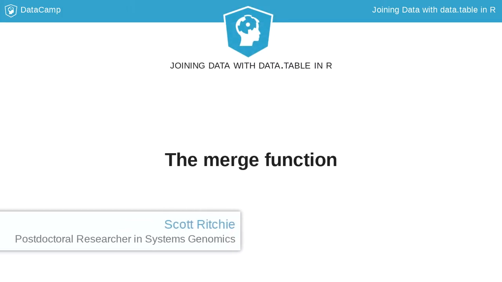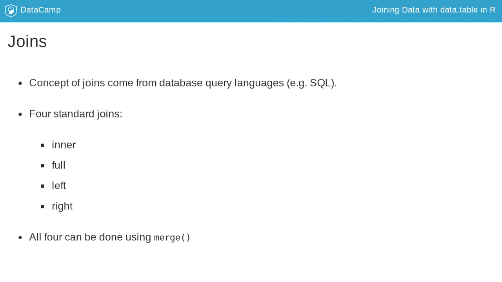Now that you can successfully identify join keys, it's time to learn how to perform joins using the merge function. In this chapter, you'll learn four different joins: the inner join, the full join, the left join, and the right join. Each of these joins gives a different result based on what observations are present in one data table but not in the other. All four are standard joins that originally come from database query languages such as SQL.